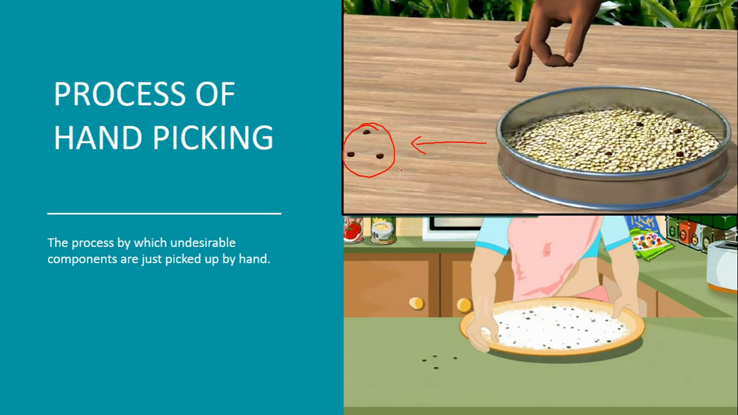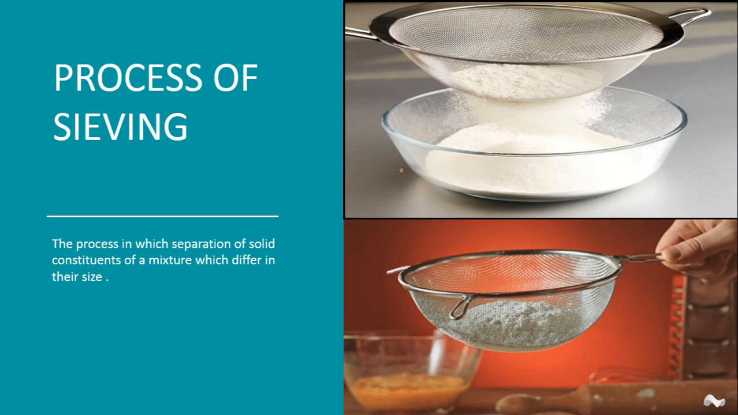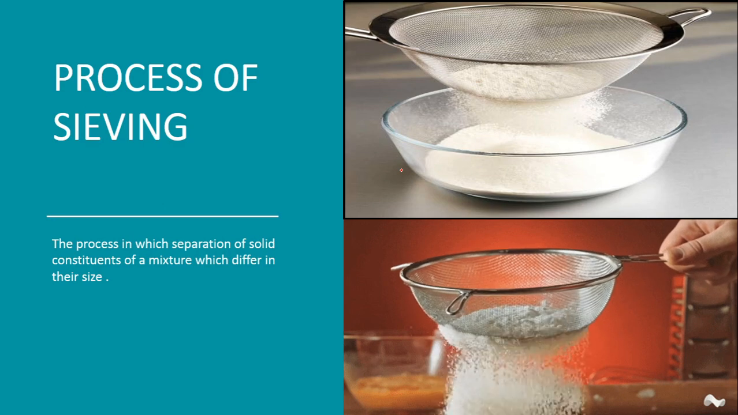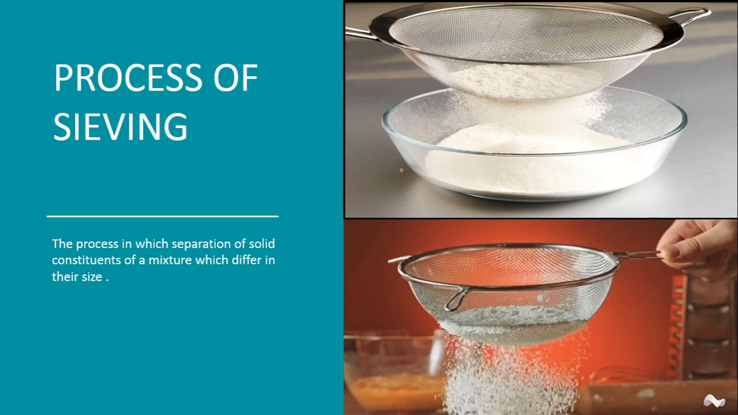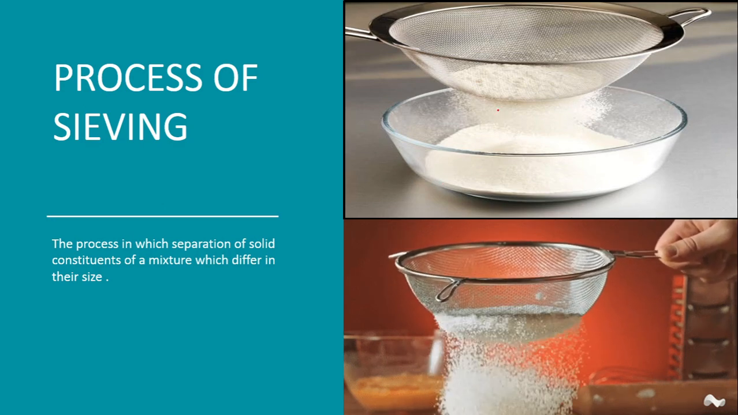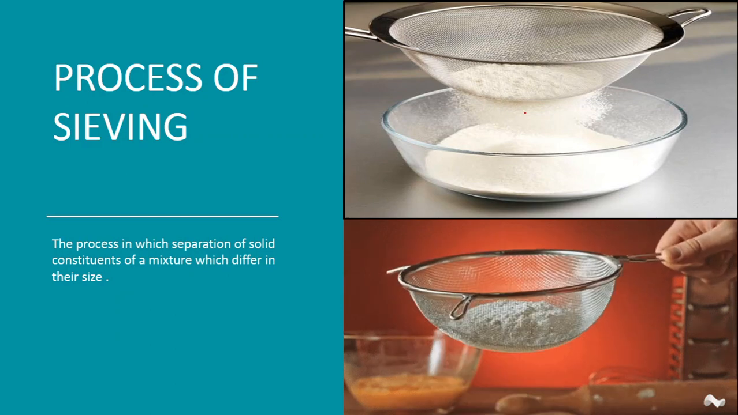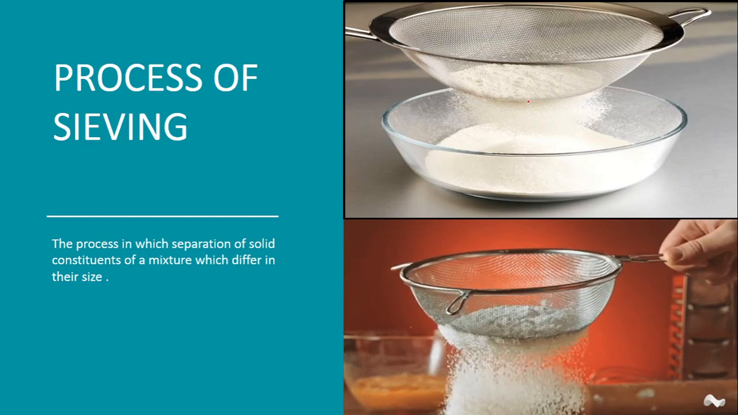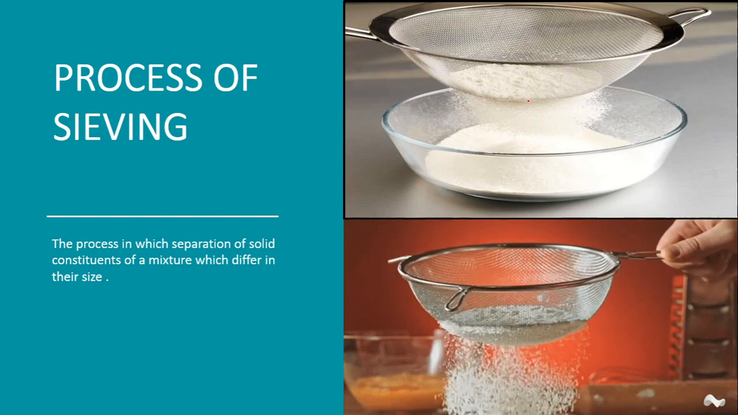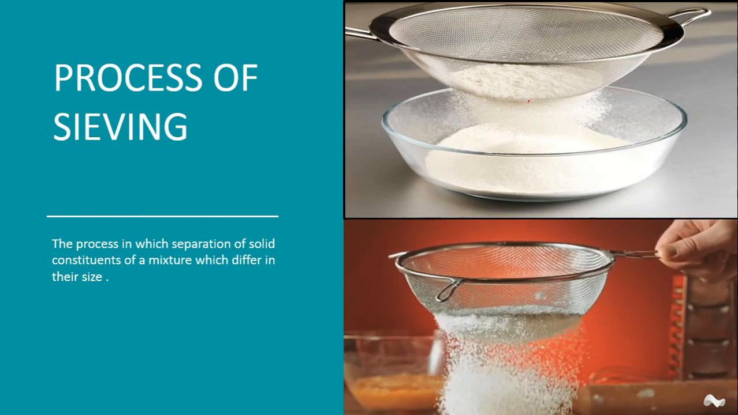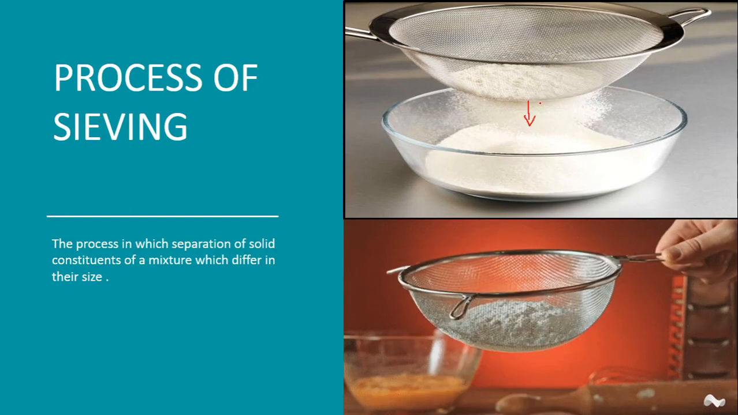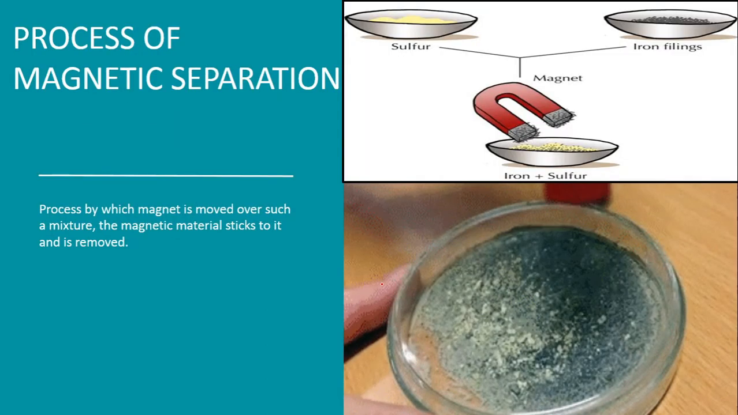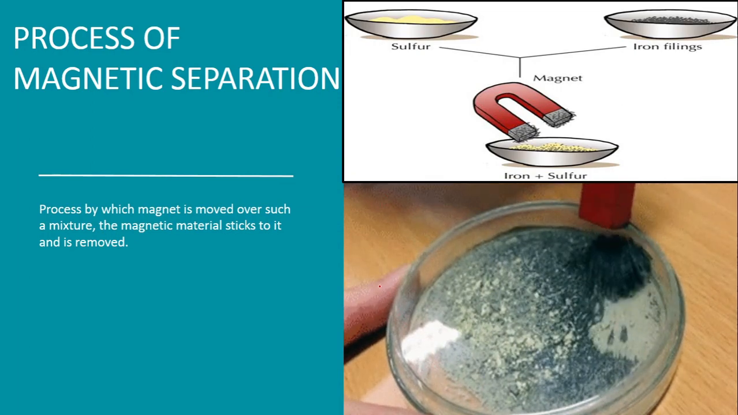Now the next is process of sieving. This process is used when there is a need of separation of smaller and larger solid particles. So in this process, the smaller component passes through the pores of the sieve, whereas the larger component is left behind in it.